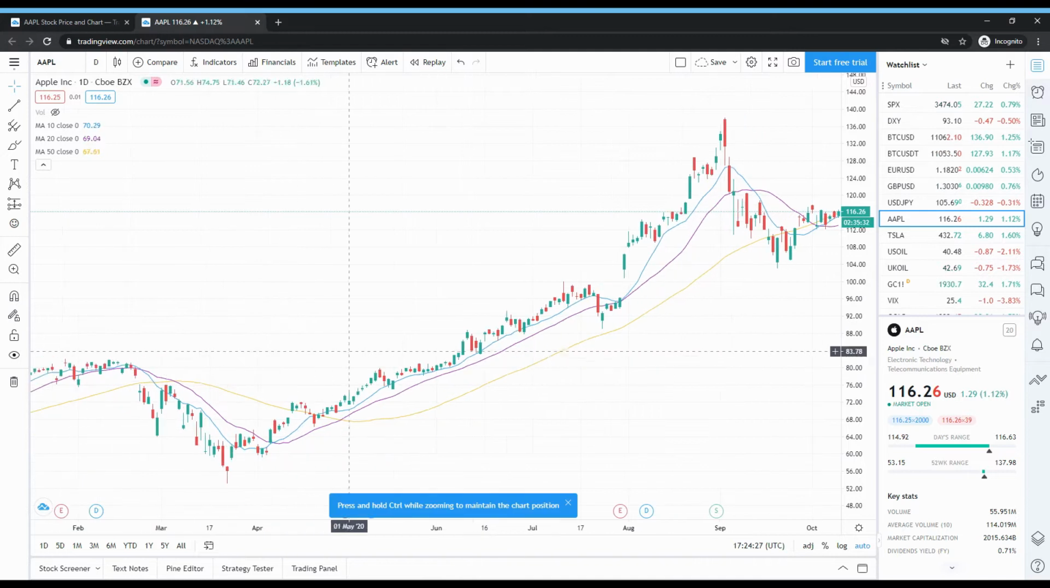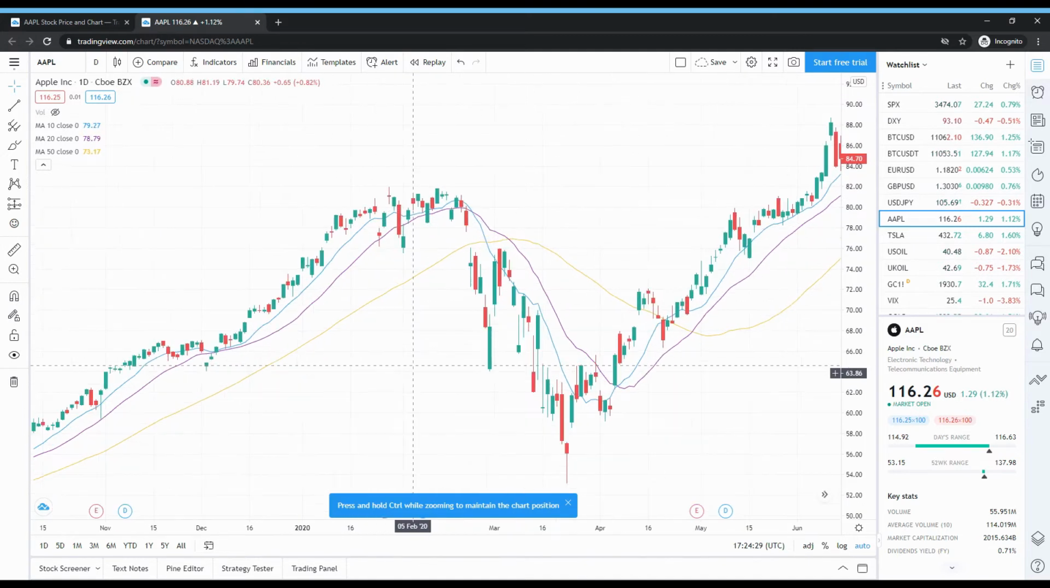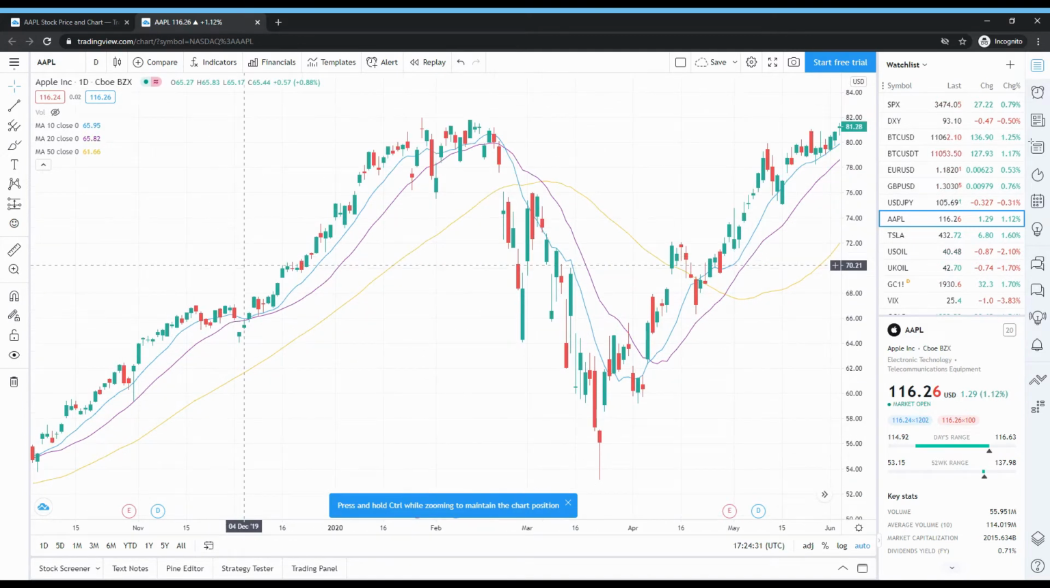When I take a closer look at this, Apple has had very good growth until the month of March. So when I look here, always when a smaller moving average crosses a bigger moving average, it means the trend is going to go in the opposite direction.